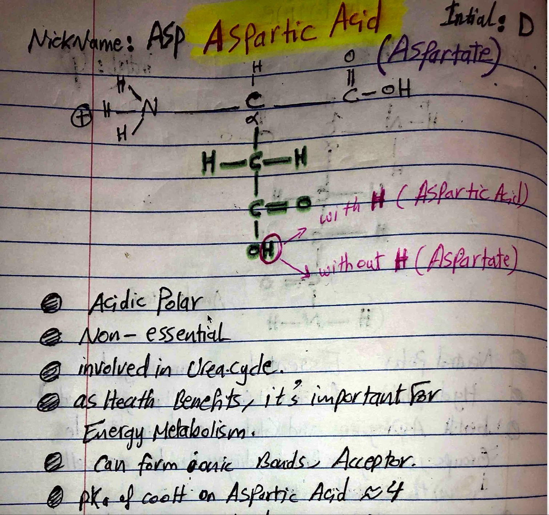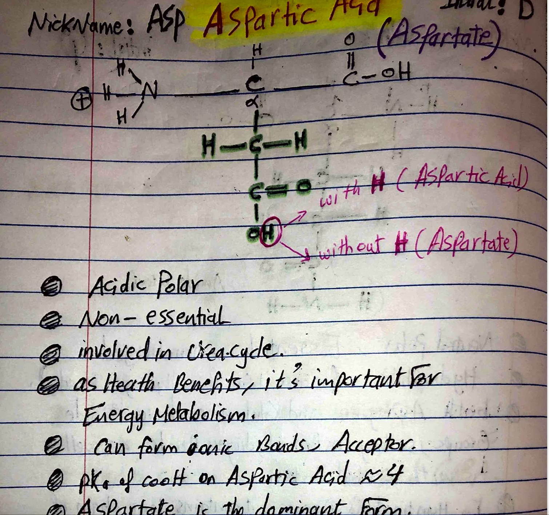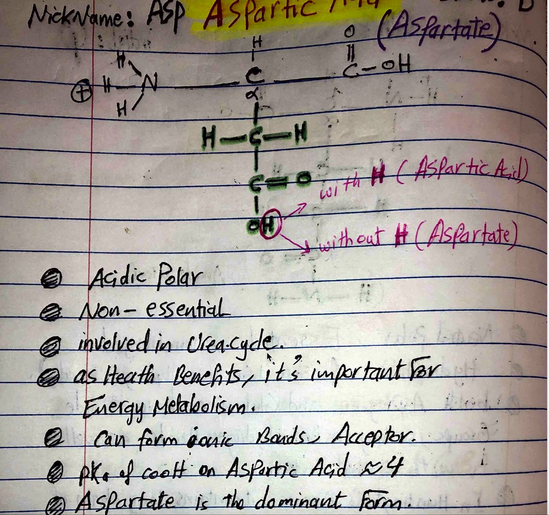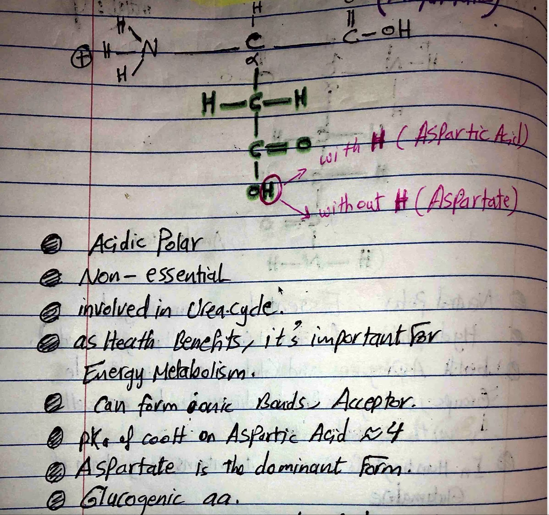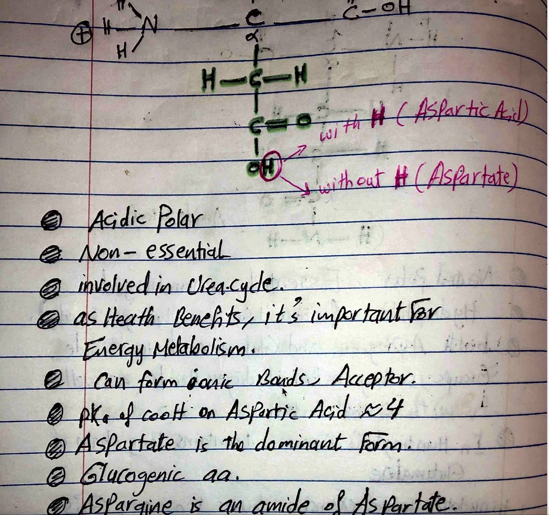It's acidic and also polar because of this side chain. Non-essential, we don't have to take it from other sources. Involved in the urea cycle, so I will discuss the urea cycle and how aspartic acid or aspartate works in this cycle. As a health benefit, it's important for energy metabolism and can form ionic bonds as an acceptor, all because of this group. The pKa of the COOH, the carboxylic group, on aspartic acid is approximately 4.